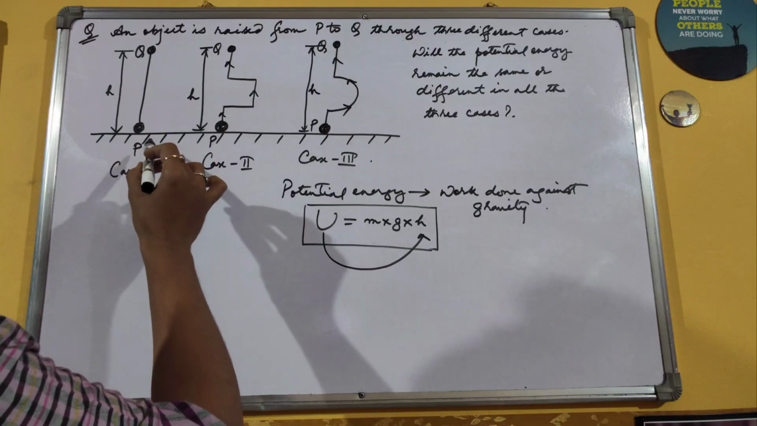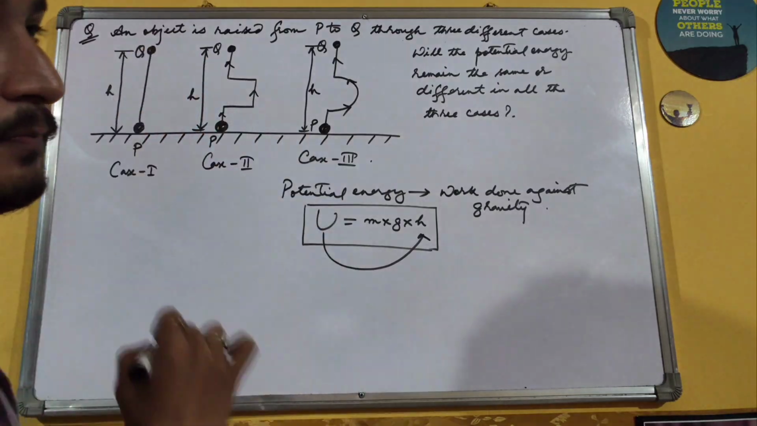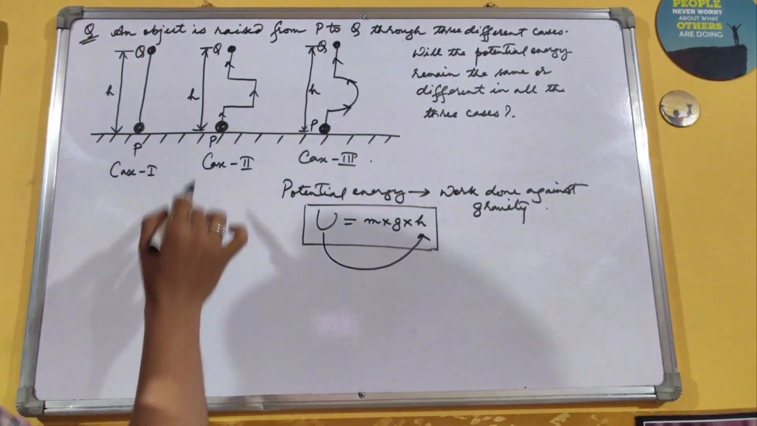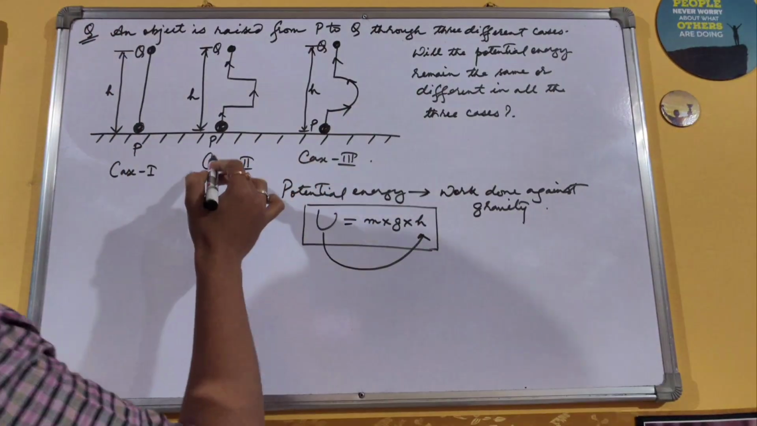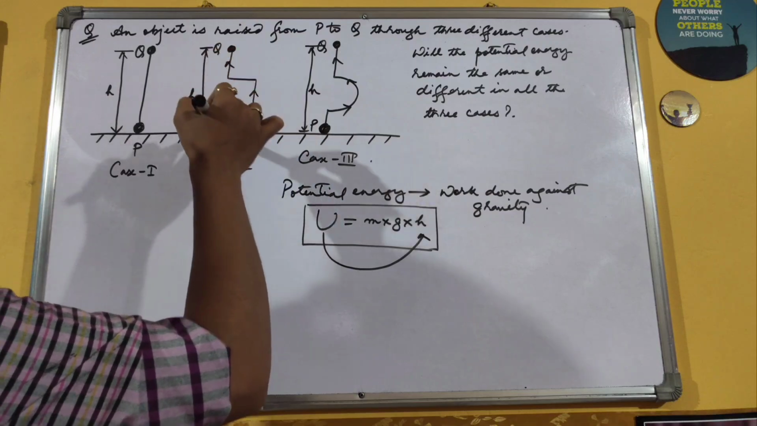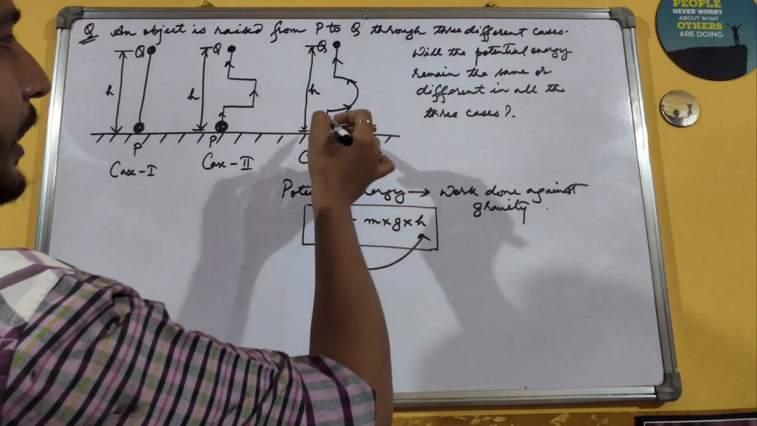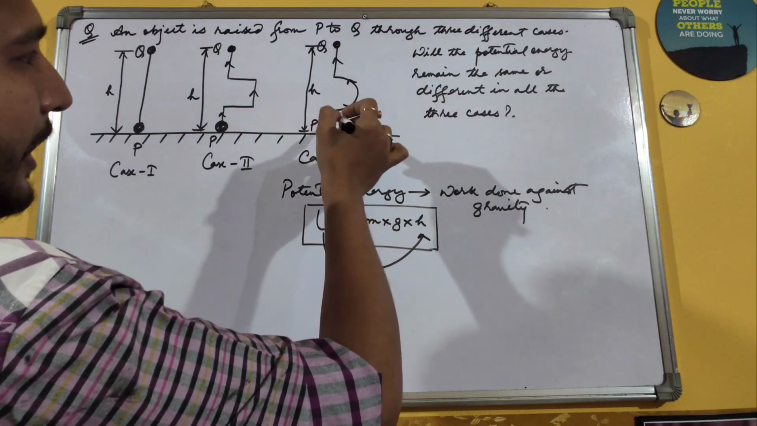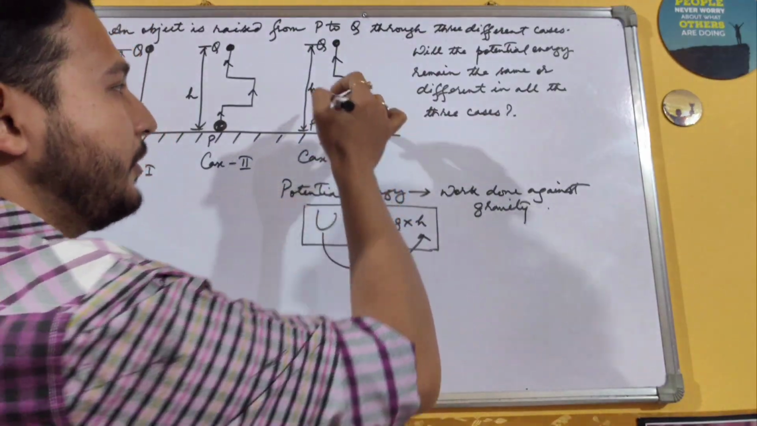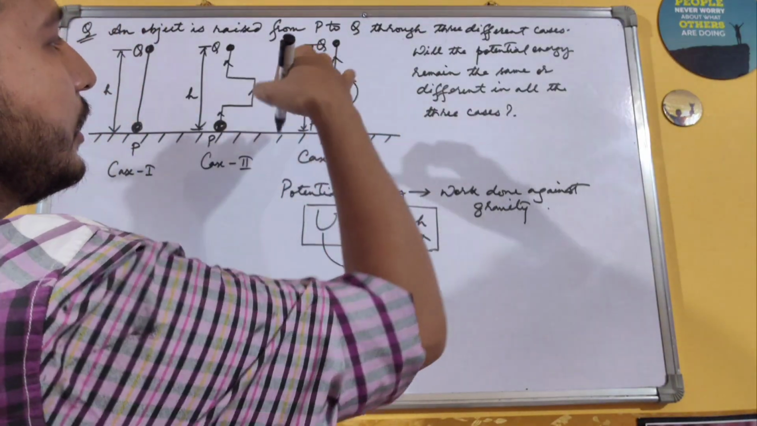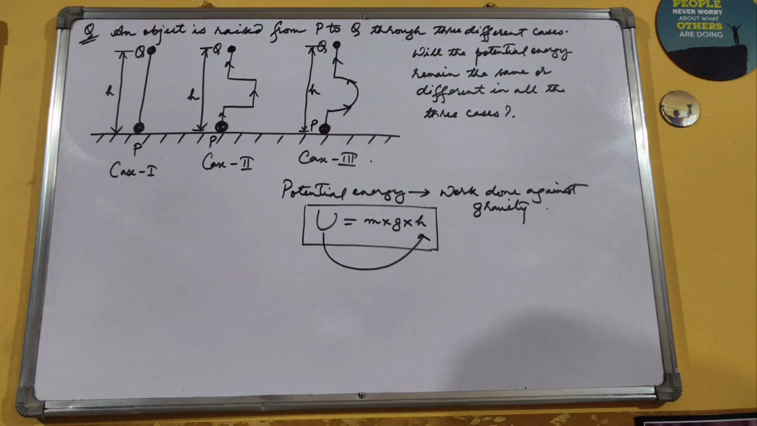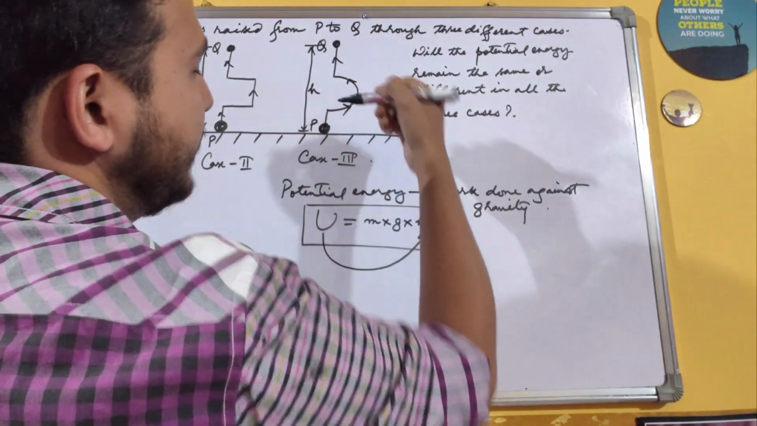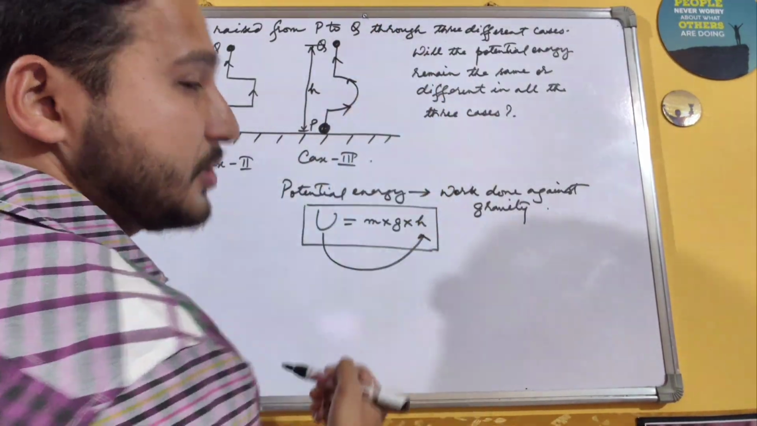In the first case, the body has been raised from P to Q to the height h. In the second case, the path is different, but the object has been raised to the same height. And in the third case, the path is also different, but the object has been raised to the same height. So what we say is that the potential energy depends on the difference in vertical heights, that means the final and the initial position.